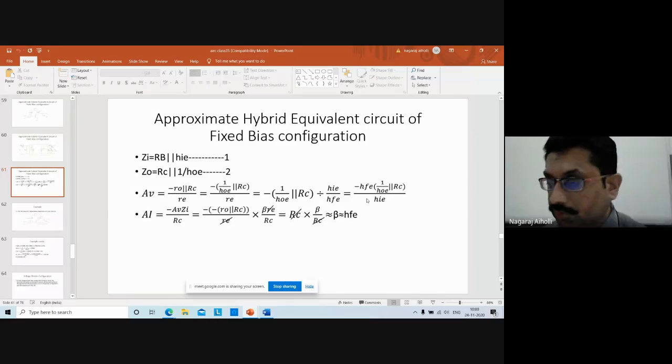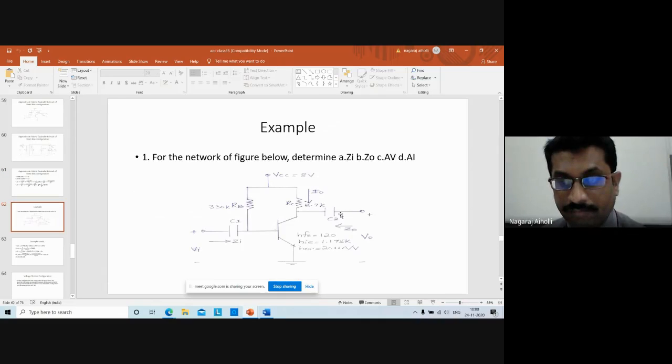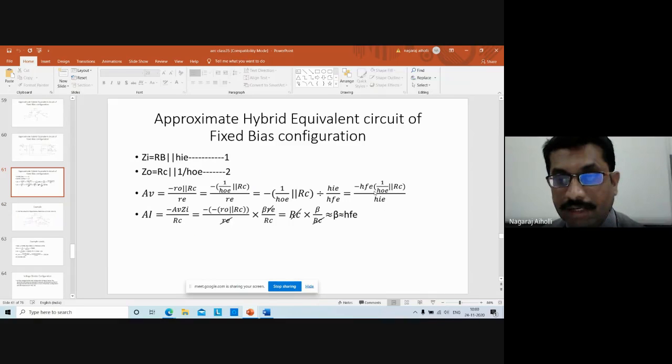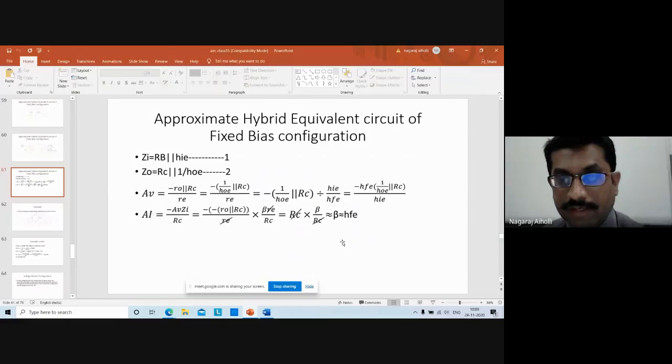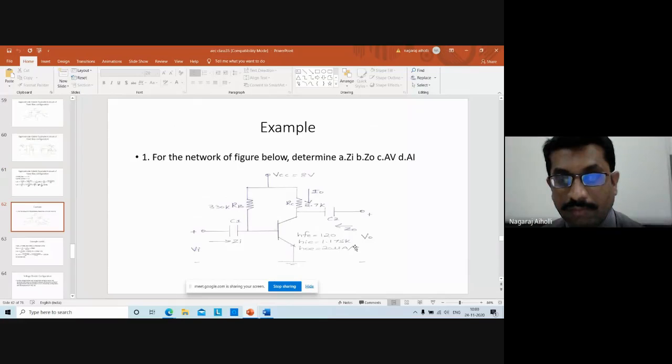1 upon HOE, you just calculated. You got it as 50 kilo ohms. Directly take that, 50 kilo ohms, parallel with RC. RC is how much? 2.7 kilo ohm. 2.7 K, then multiplied by HFE, which is 120, divided by HIE. HIE is how much? 1.175 K.